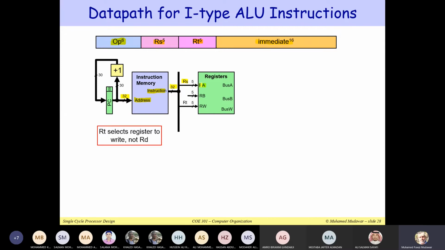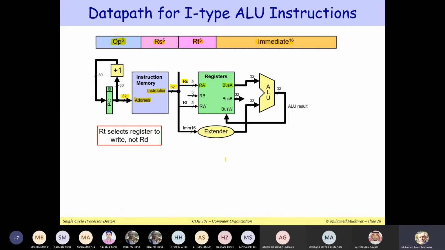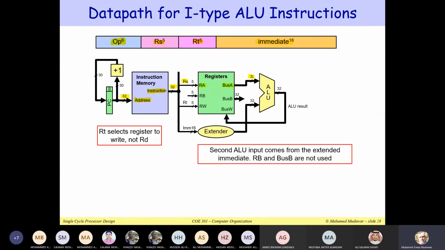So we connect it to the RA input because we're going to read this register. The output will be bus A. So now we connect bus A to the first ALU input. Notice that bus A is the value of register RS. So we have read one register. Notice that we don't need to read RT from the register file, because RT is now my destination. So we connect RT to RW. Notice that I'm not using bus B. It's not connected to anything here, because there is no second source register. There is only one source register.